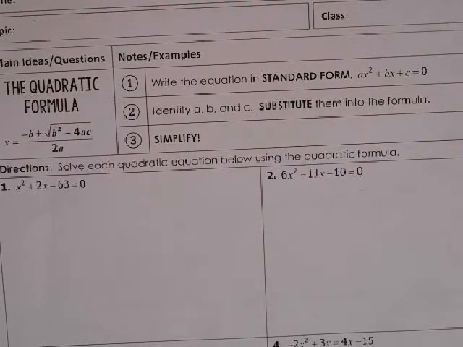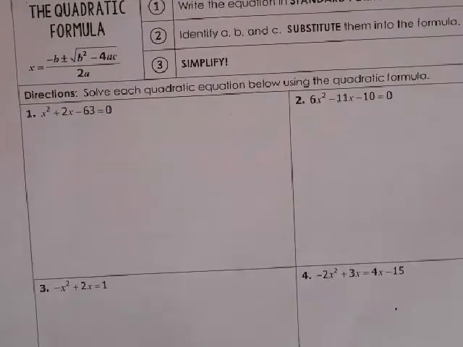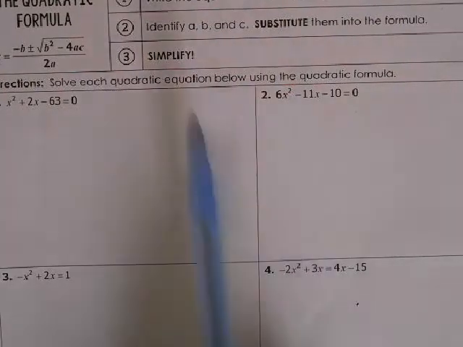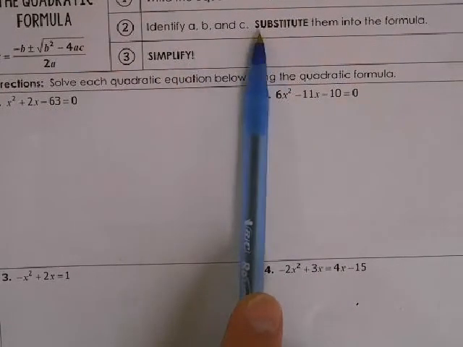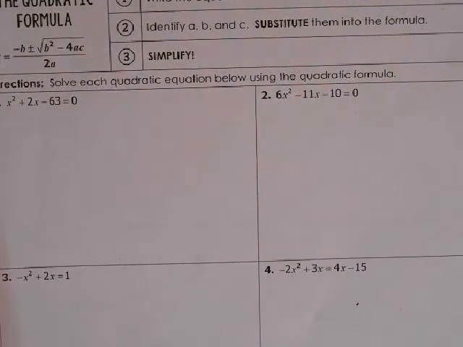There's little nursery rhyme things on YouTube. If you have trouble with that, I think that's actually included in the formulas that you get to use this year, but I will verify that. So you need to identify your a, b, and c, substitute them into the formula, and simplify. So that's the process. Let's see if we can do that.